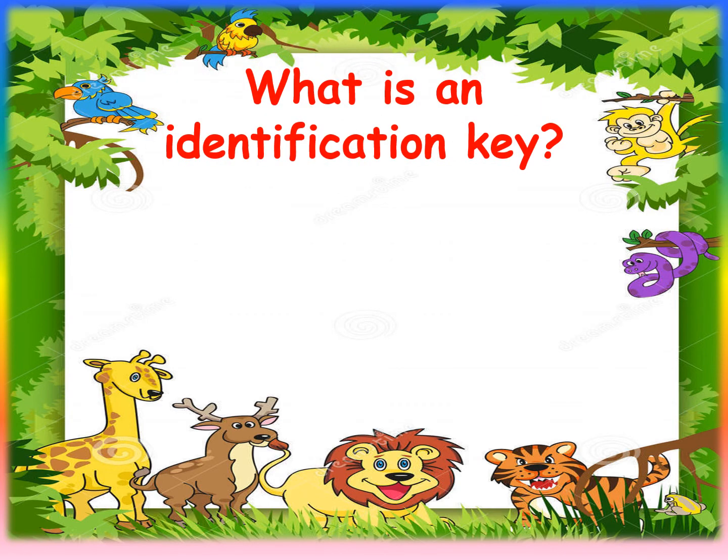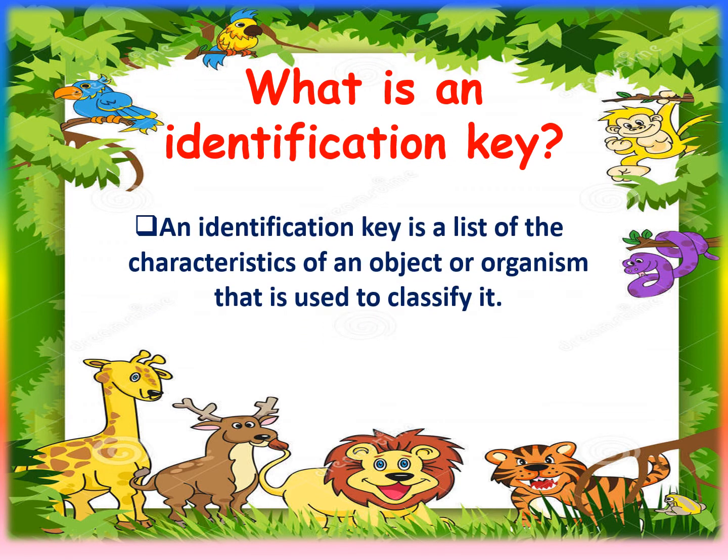What is an identification key? An identification key is a list of the characteristics of an object or organism that is used to classify it, or it is a set of questions that can be answered by yes or no. So this identification key, or a list of characteristics, is used to classify or identify the different animals.